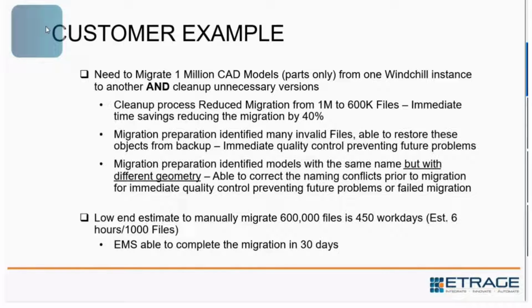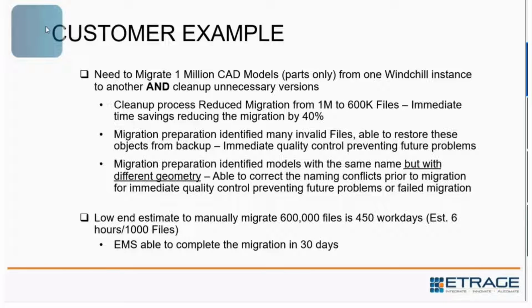Migration preparation was able to identify invalid files. We were able to restore those from backups, because we don't want to create or perpetuate quality control problems. So we clean that up in advance before the migration is completed. Another common example we found is models with the same name but with different geometry. Again, it's a conflict we want to correct before the migration, to make sure that in the end you have a quality migration that's reliable.